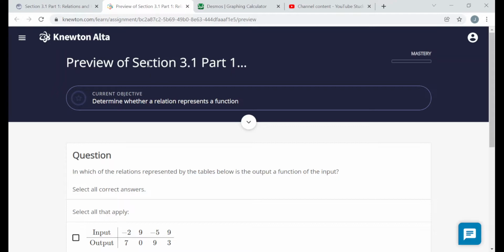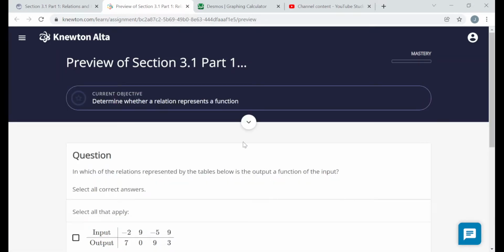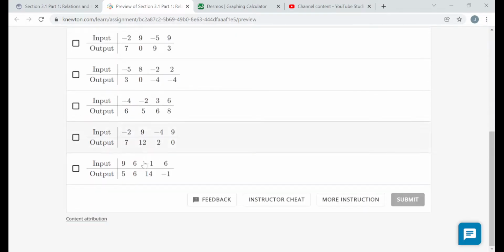So here's your assignment page. You've got the title, you've got your mastery bar, telling you how far along you've gotten. You've got your objectives. Looks like there are 3 objectives in this assignment. Under the current objective, there should be a question related to that objective, and at the bottom of every question should be a feedback button where you can send feedback to Knewton.